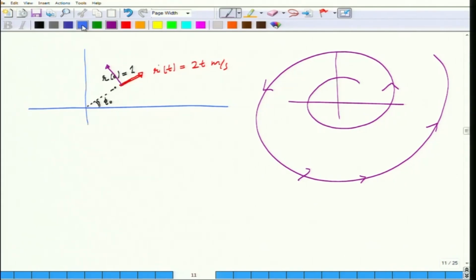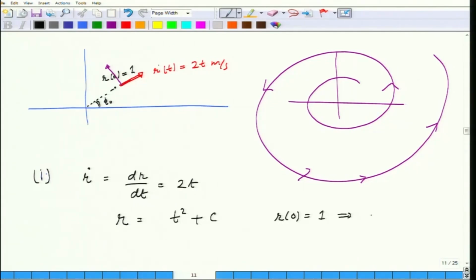Now what I want to find is 1, r as a function of time. I am given r dot, which is equal to dr by dt, equal to 2t, and therefore r is going to be equal to t square plus some constant, but I am given r(0) is equal to 1, which immediately gives me that 1 equals 0 plus c, or c equals 1. So r as a function of time is given as 1 plus t square meters. That is part 1.